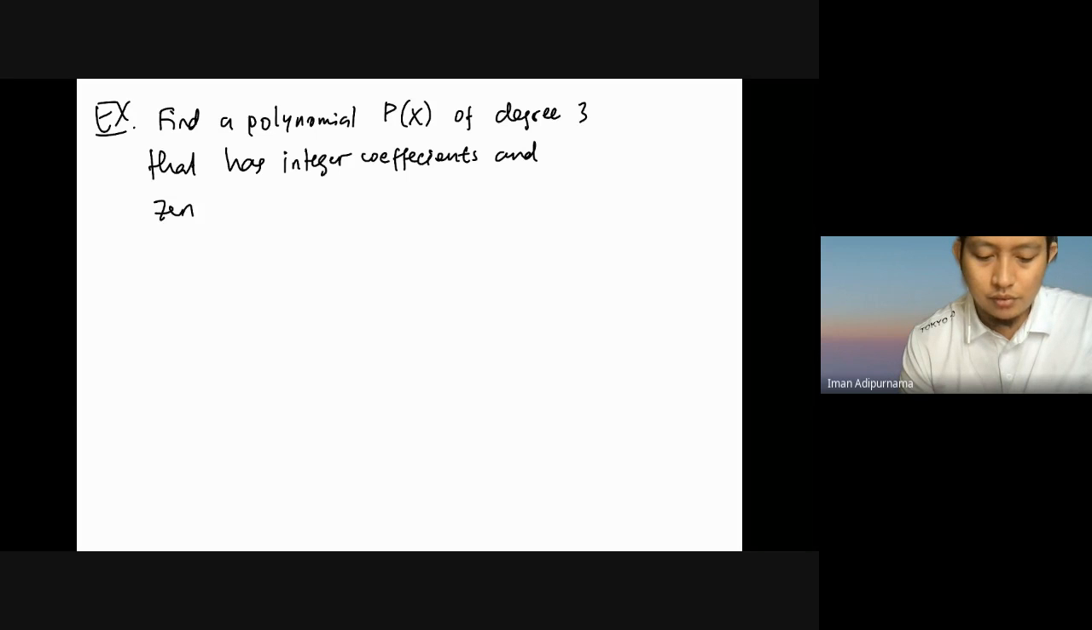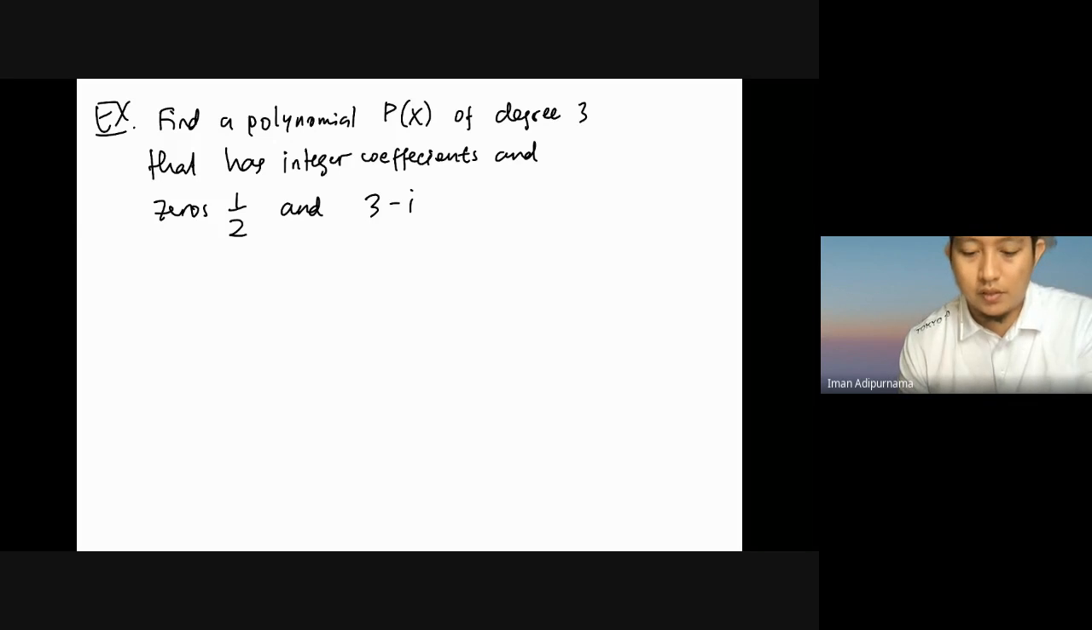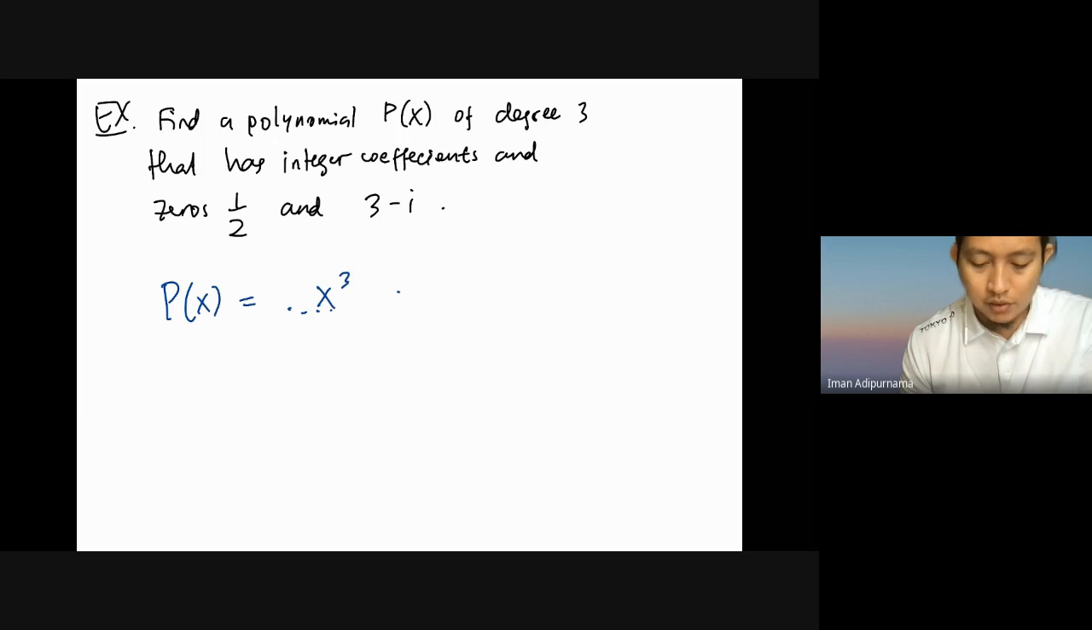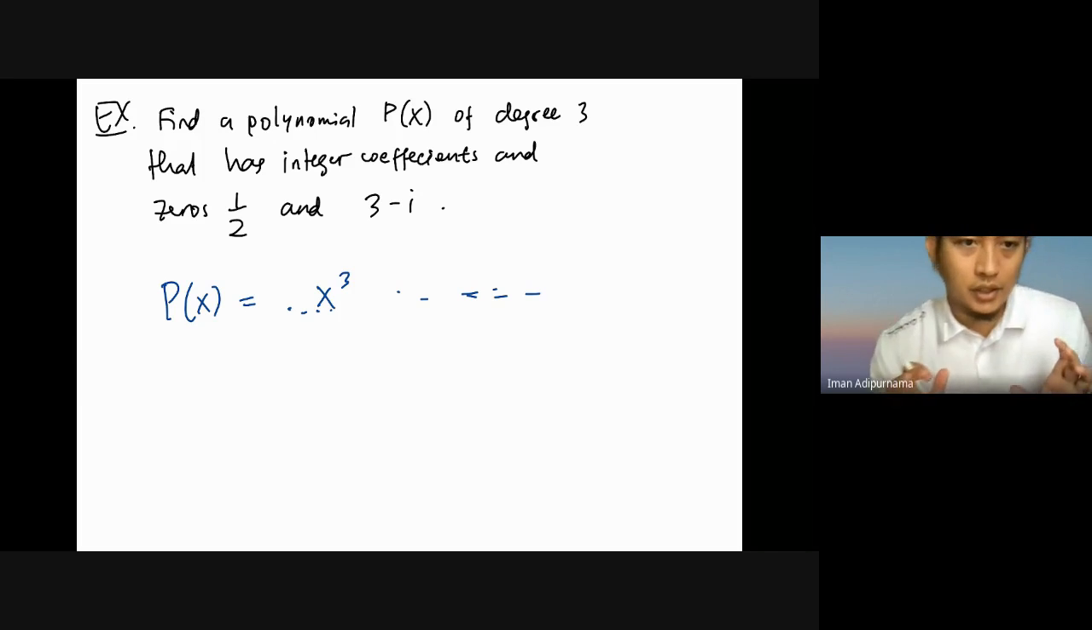and zeros. So you are getting zeros as information. The zeros are 1/2 and 3 minus i. So you have two zeros as your information. What you need to find is p of x, so it should be x cubed something something, right? Okay, let me give you a few minutes to think and maybe try some values.